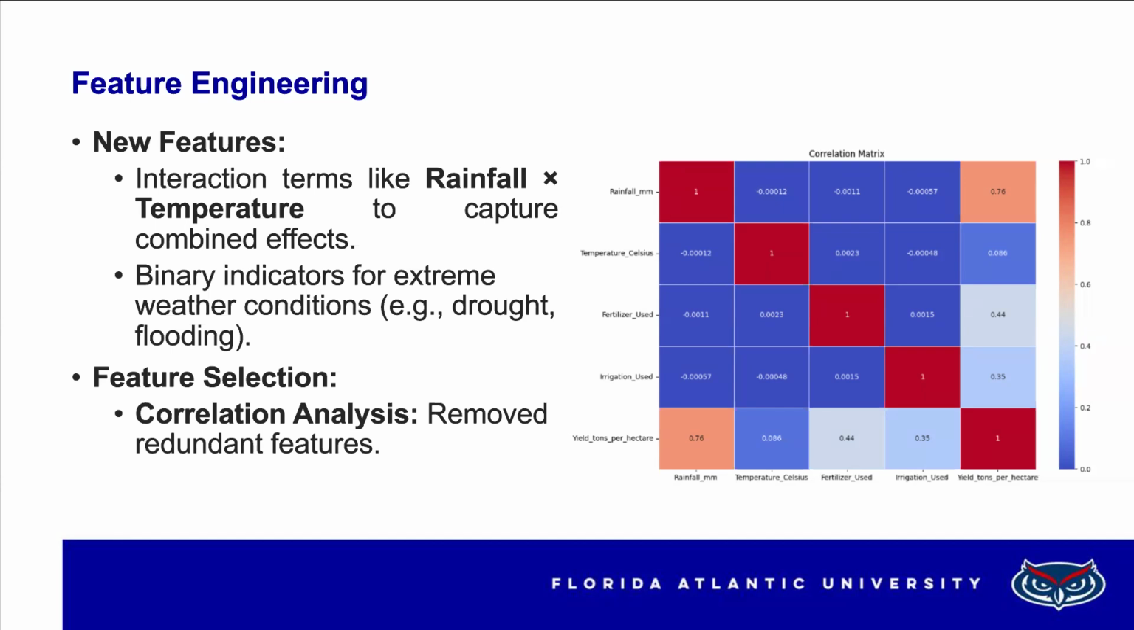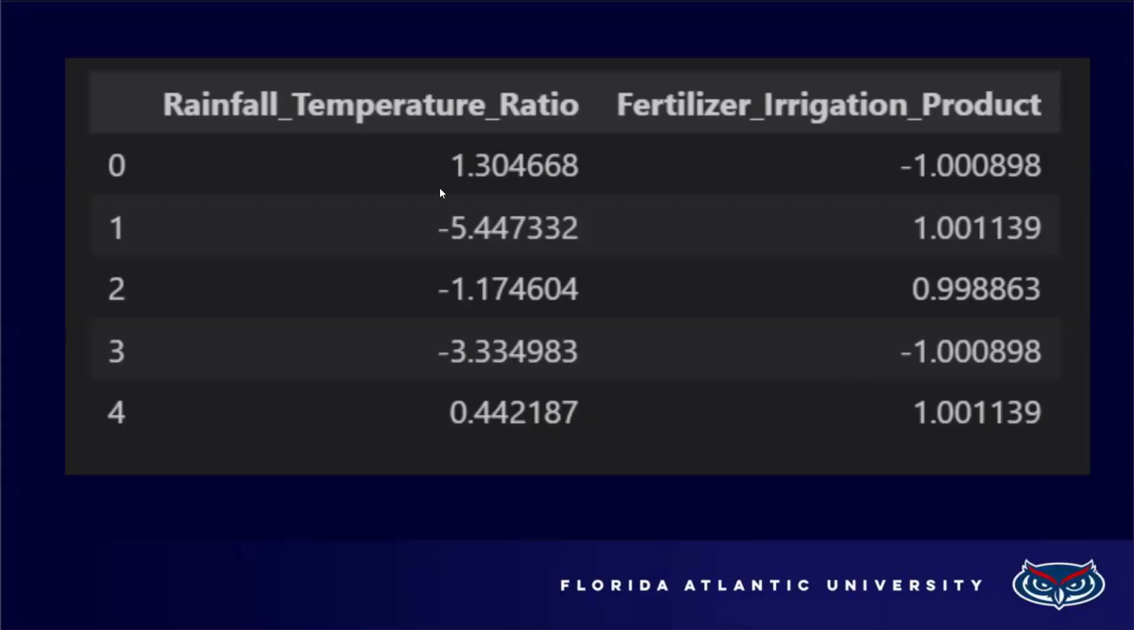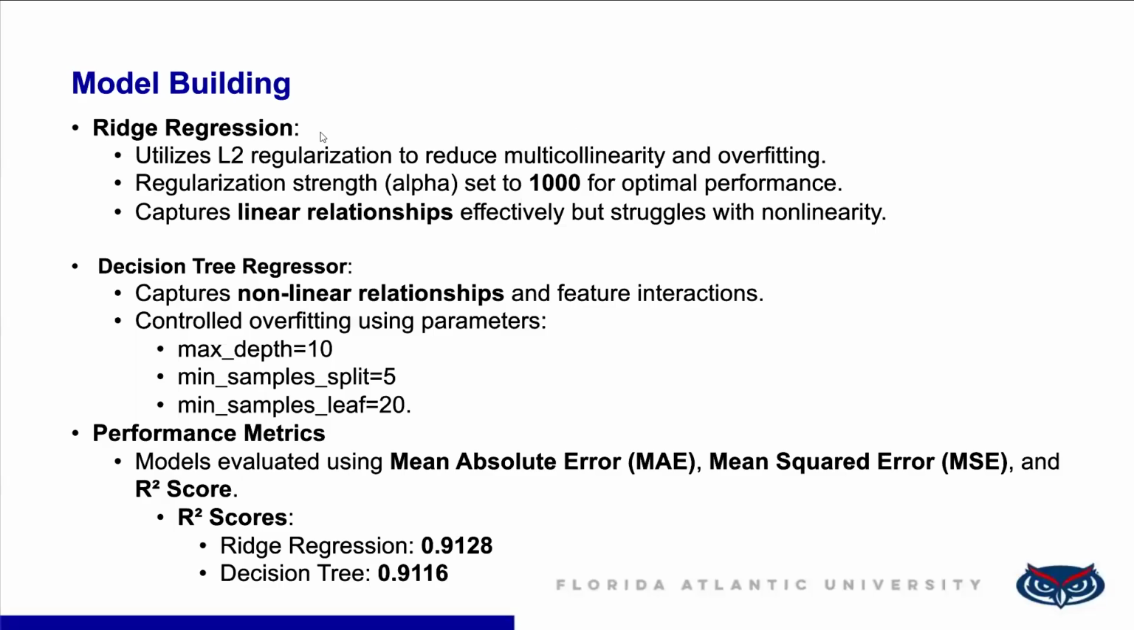Then in the feature selection section, we have utilized the correlation analysis to remove the redundant features that we can conclude from the correlation matrix shown in the figure on the right side. This is the new data points that we have created. Then we'll move on to the model building section where we have built two supervised learning models and one unsupervised learning model. The supervised learning models contain the ridge regression and decision tree regressor, while the unsupervised learning model is called K-means.